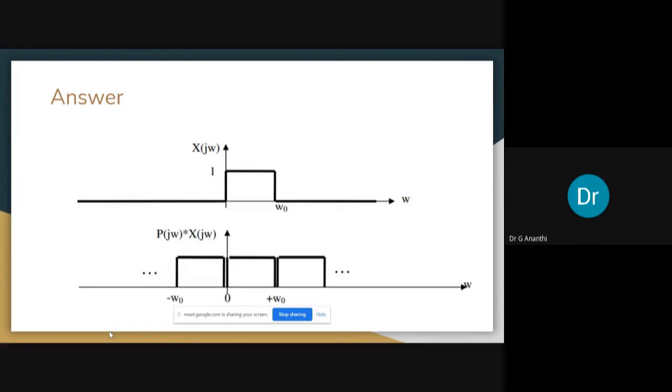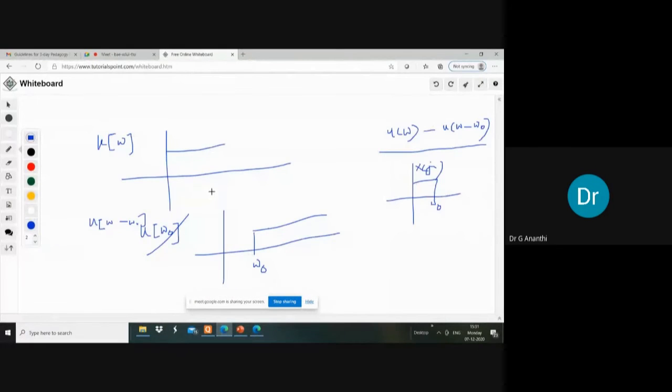Then if P of j omega is convolved with X of j omega, the impulse responses will be like this. Just a moment, ma'am, can you please stop sharing and I will stop? Yeah, Professor. One second, sir. So that is drawn here, sir.